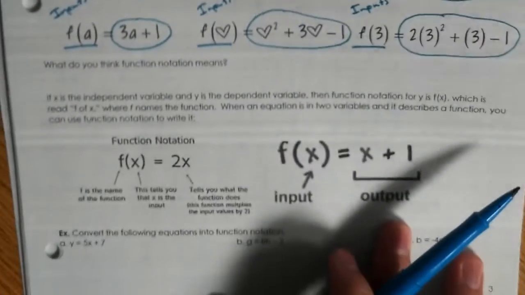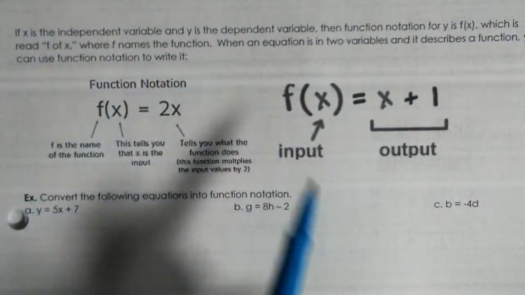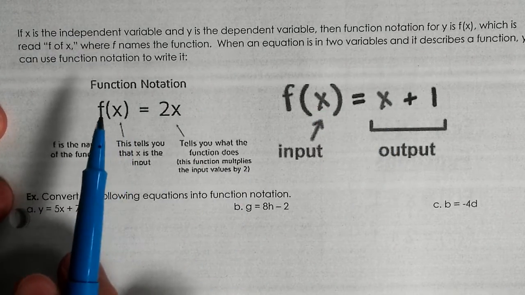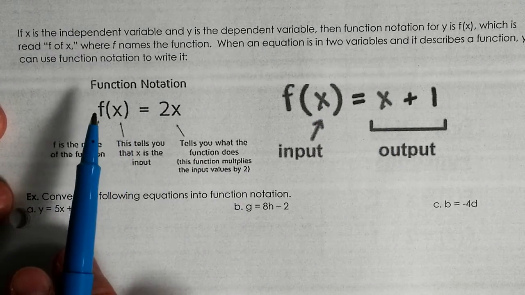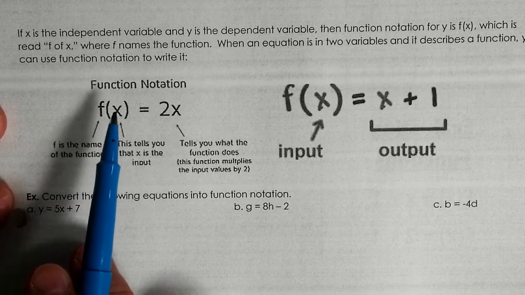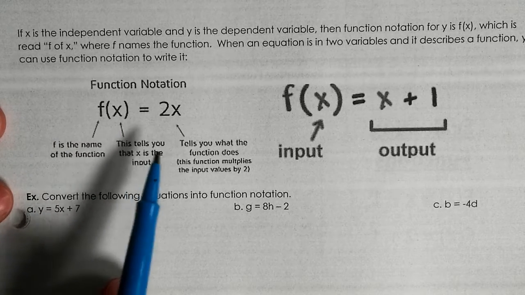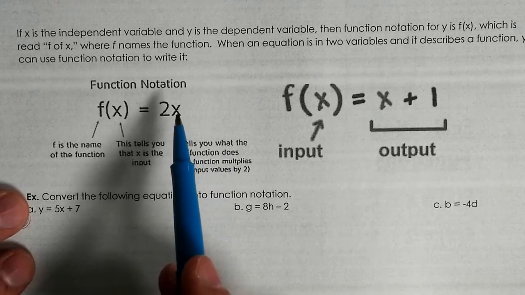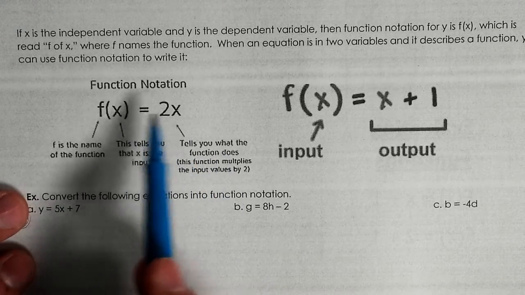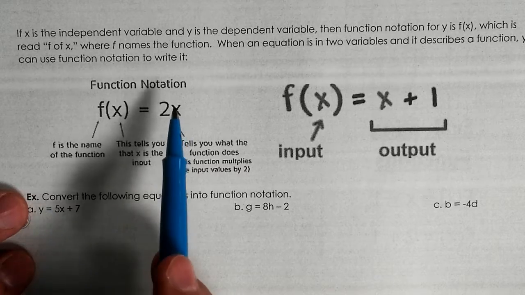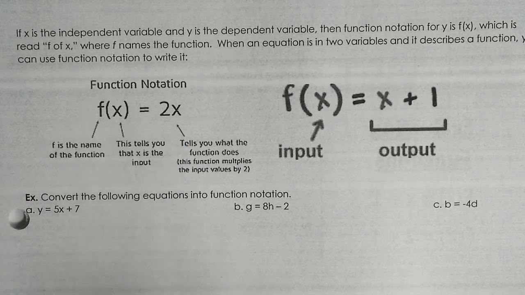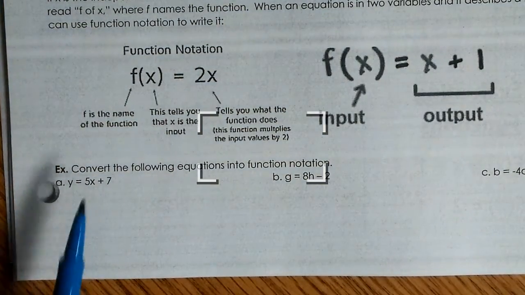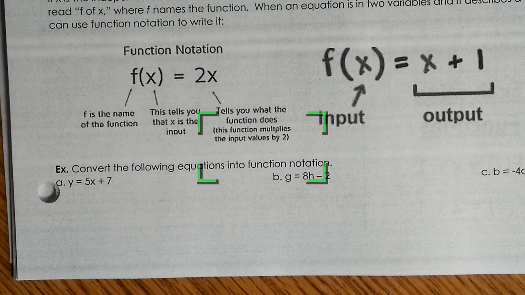So if we notice when we come down here, we have our input, we have our output. This is called function notation. F is the name of the function. Whatever's inside the parentheses tells you the X is the input. So whatever we put in there is the input. Then we're going to plug that X, or whatever is inside that parenthesis, into the equation, and that's going to give us our output. So we need to just practice plugging that in and looking at it. So for 30 seconds, that's what we're going to do.